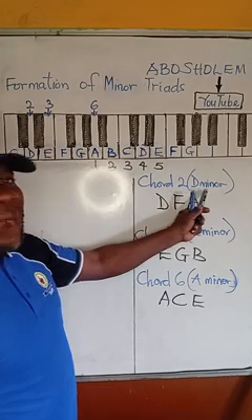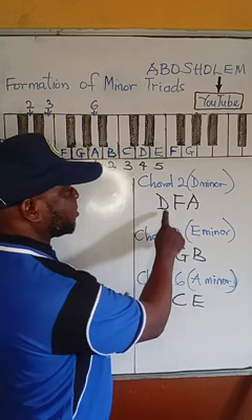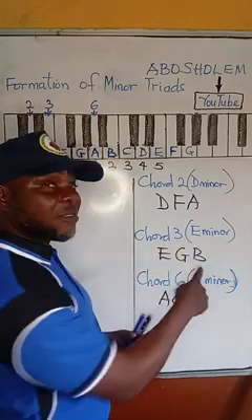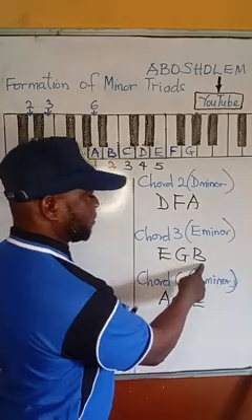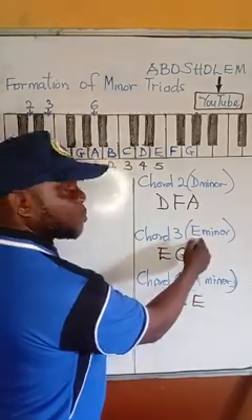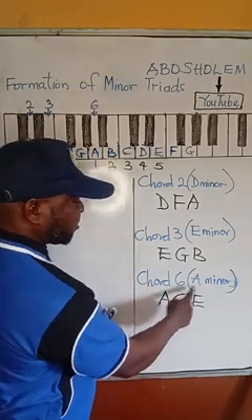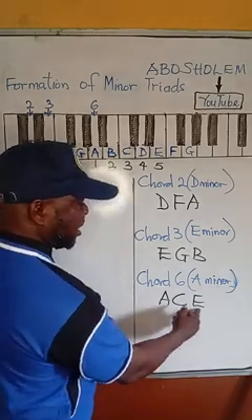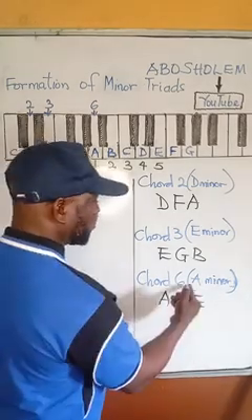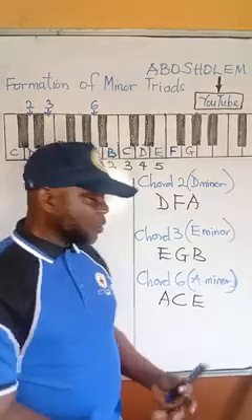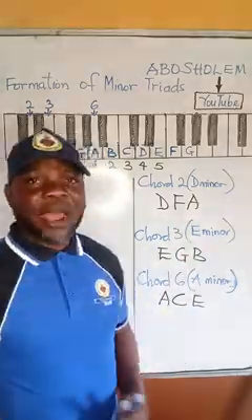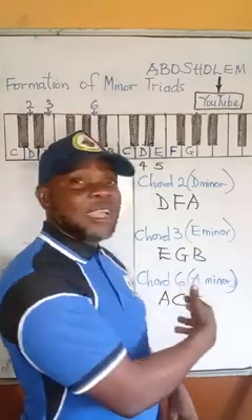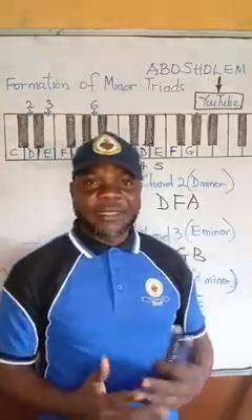So chord 2, which is D minor, the notes that make up this triad are D, F, A. Chord 3, which is E minor, that's the second minor triad. You have E, G, B. Those are the notes that make up E minor triad. Then chord 6, which is A minor. The notes that make up this chord are A, C, E. So these are all your minor triads using the key of C major. These are the notes you stack together to play your minor triad in the key of C major.